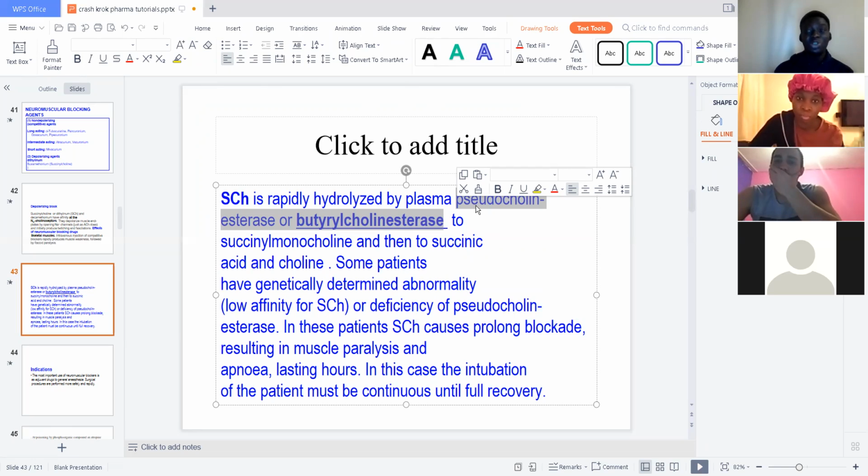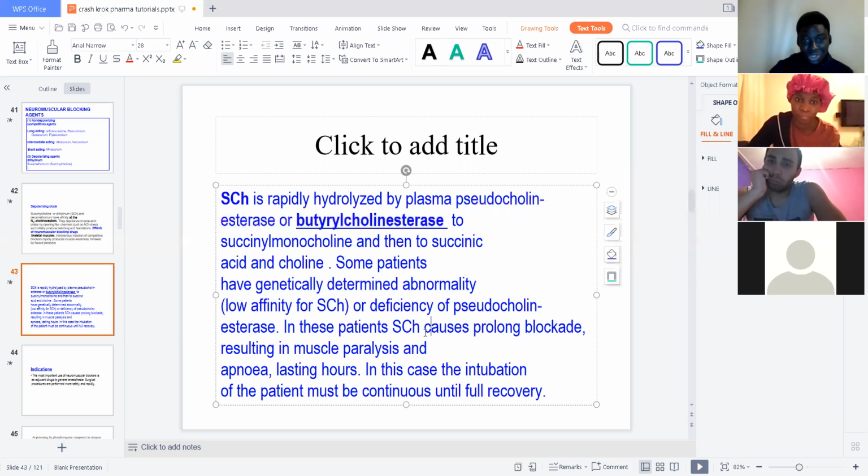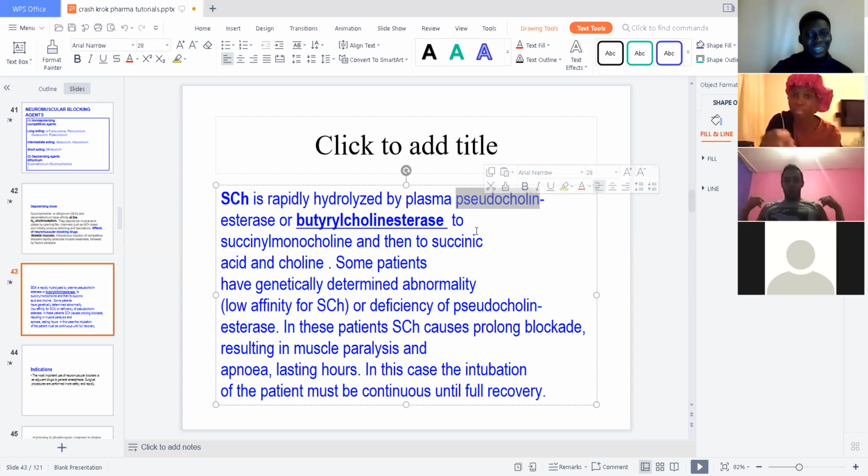If they go for a surgery, normal people take 1 hour to recover from paralysis. But people with a genetic deficiency of pseudocholine esterase can take 5 hours or 10 hours. For a krok question, they're going to say: a patient given succinylcholine develops prolonged blockade, resulting in muscle paralysis lasting for hours. Do you understand? That means they don't have enough pseudocholine esterase or butyrylcholine esterase.